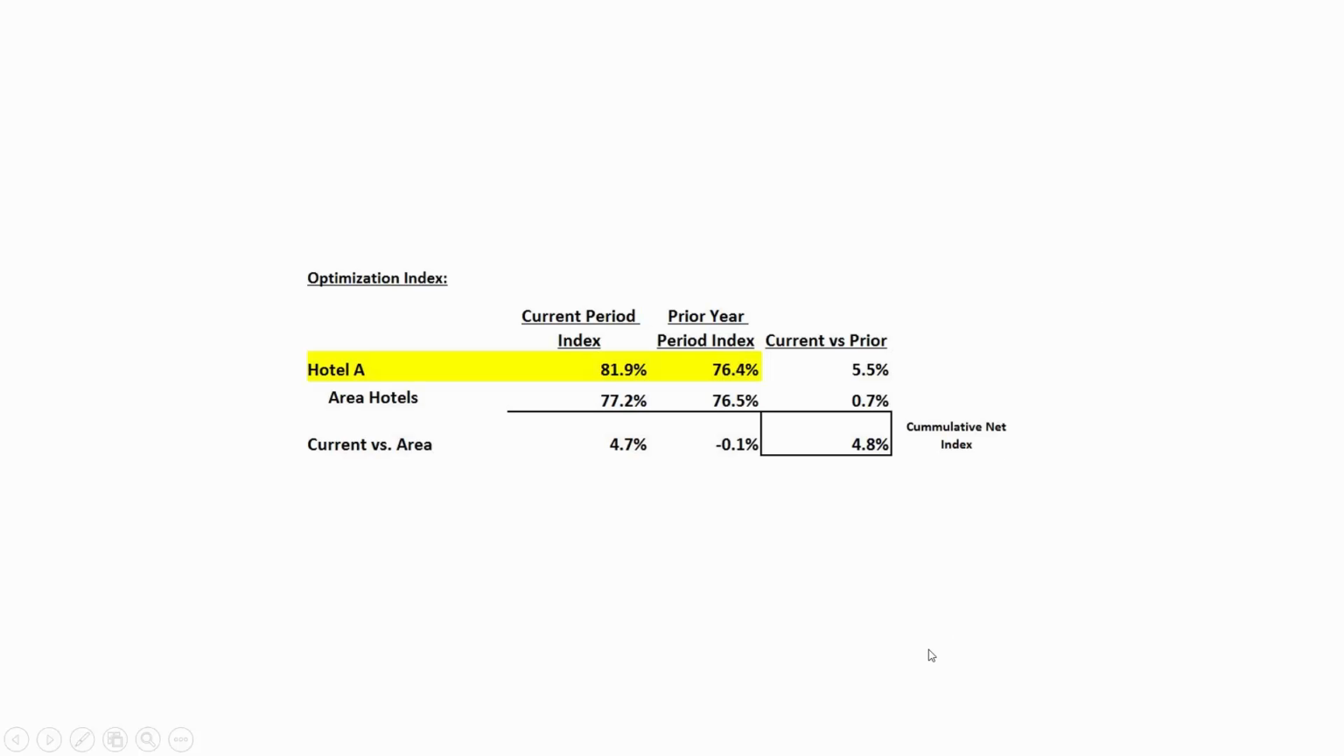One of the interesting things that we do is we create an optimization index. It's a way to compare yourselves again to your area. It really tells you how well am I optimizing, how much money am I leaving on the table. It's a weighted average, and you can see here, this is an actual client of ours that scored an 81.9% this year compared to 76.4%. So right off the bat, you can see that they scored 5.5% higher in optimization. If you compare them to the area hotels, in this case about 15 hotels, the area had a 77.2% and a 76.5%. So they did better than the area currently, and really the same as the area currently. And you can see that the total cumulative net index, they improved 4.8%.